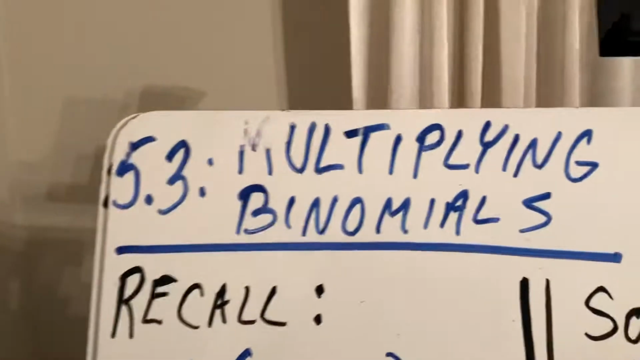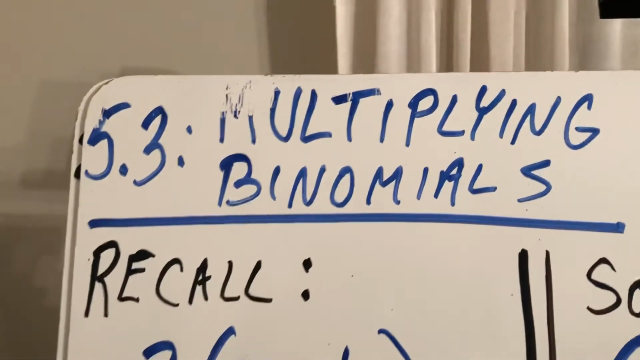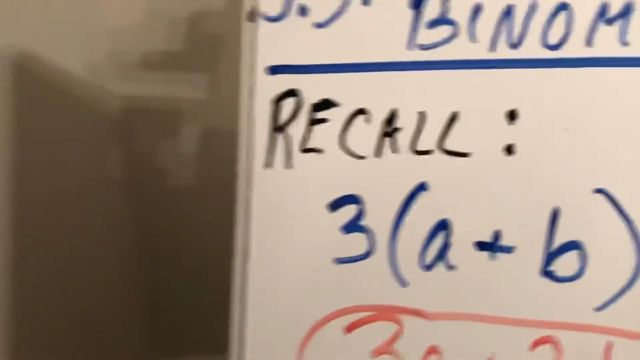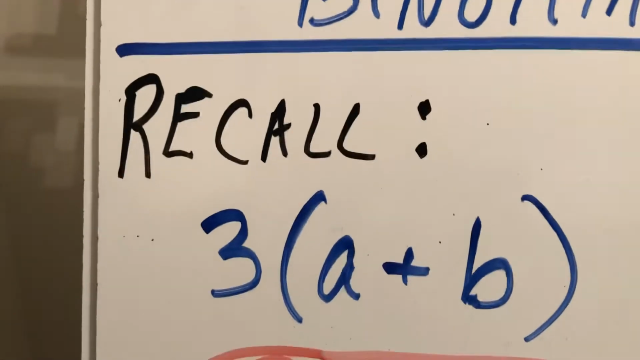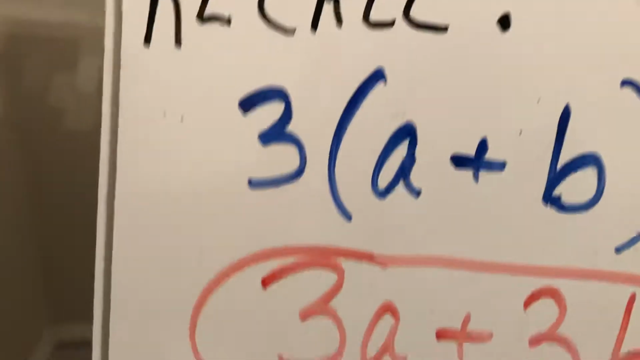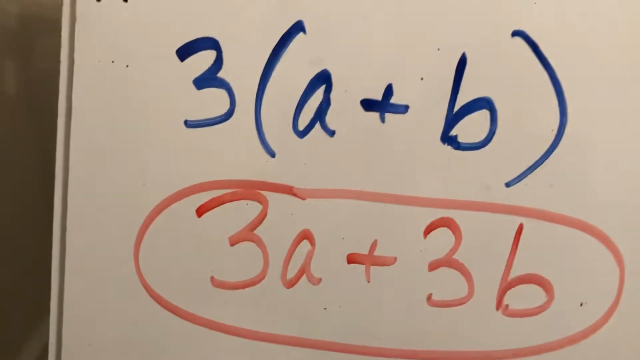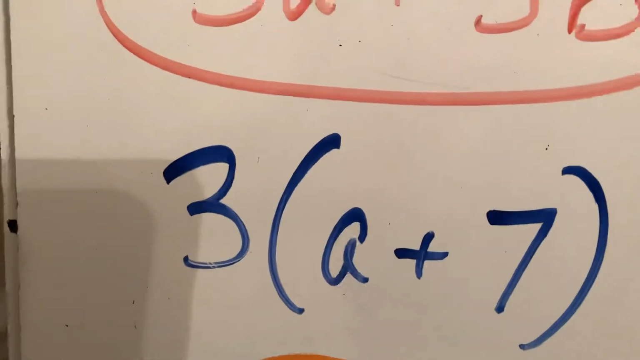Now we're going to multiply. We're multiplying binomials. Okay? So hopefully you can remember, hopefully you've done this before, distributing. Remember 3 times a plus b is 3a plus 3b, right? 3 times a plus 7.